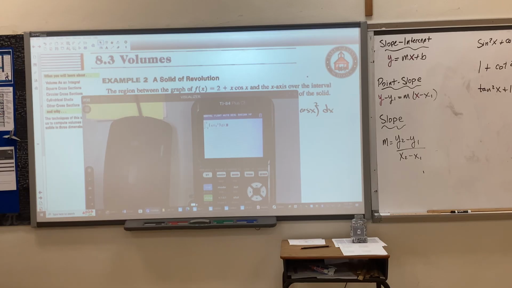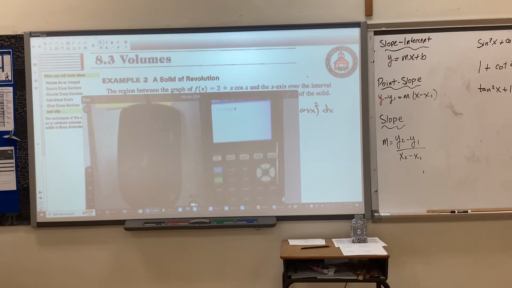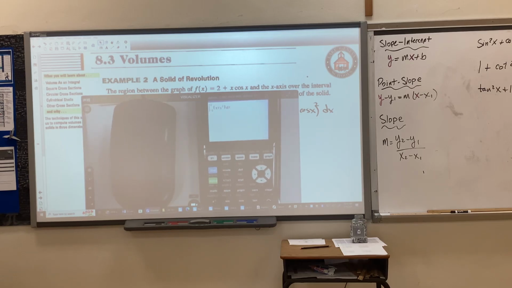I can integrate when it's squared. No, I can integrate x cosine of x by using something we'll learn after your AP exam: integration by parts.